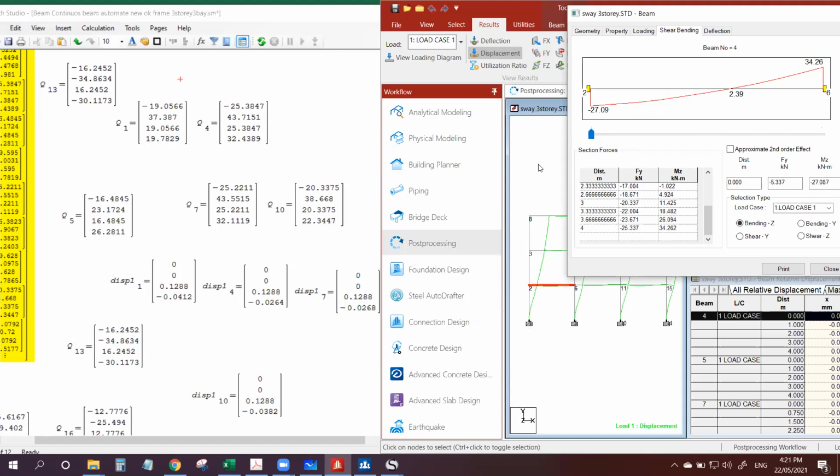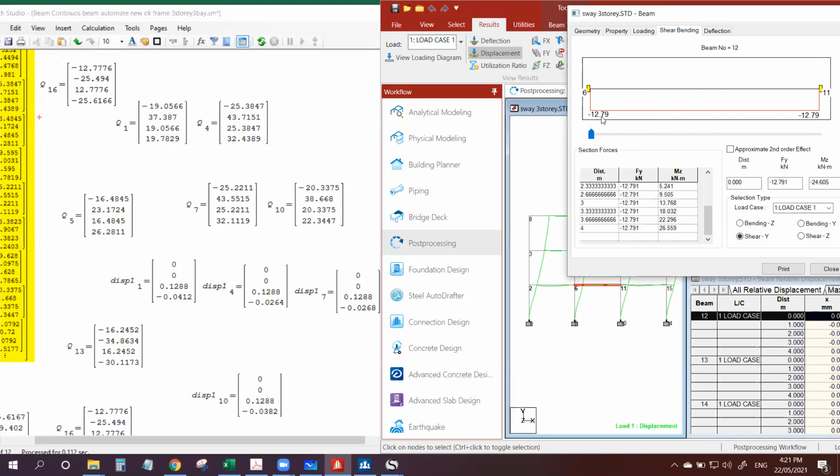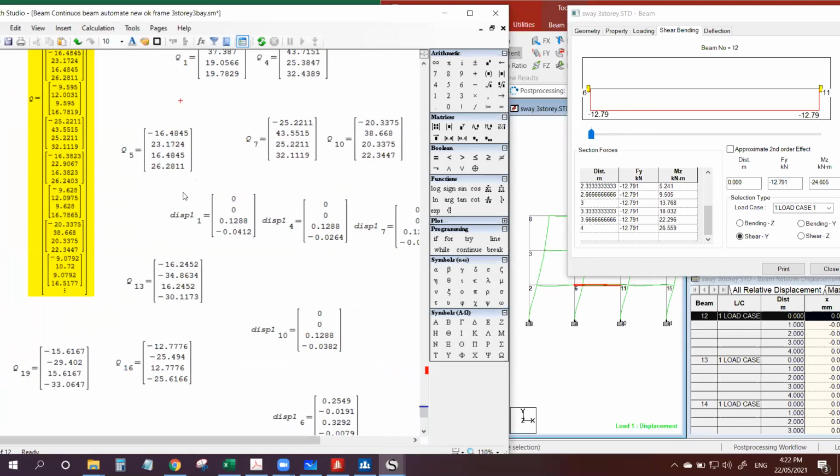How about for members 13, 14, 15, 16? Try 16. I'll change this to 16. Okay. So bending is 25. STAAD is 24, 26. Average 25. For the shear, 12.79. They're now the same, 12.78. Okay.